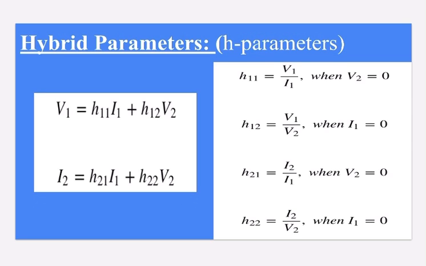By these two equations we get the H parameters: H11 is equal to V1 by I1 when V2 equal to 0, and H12 will be V1 by V2 when I1 equal to 0. H21 will be I2 by I1 when V2 equal to 0, and H22 will be I2 by V2 when I1 equal to 0. So these H parameters are called hybrid parameters.